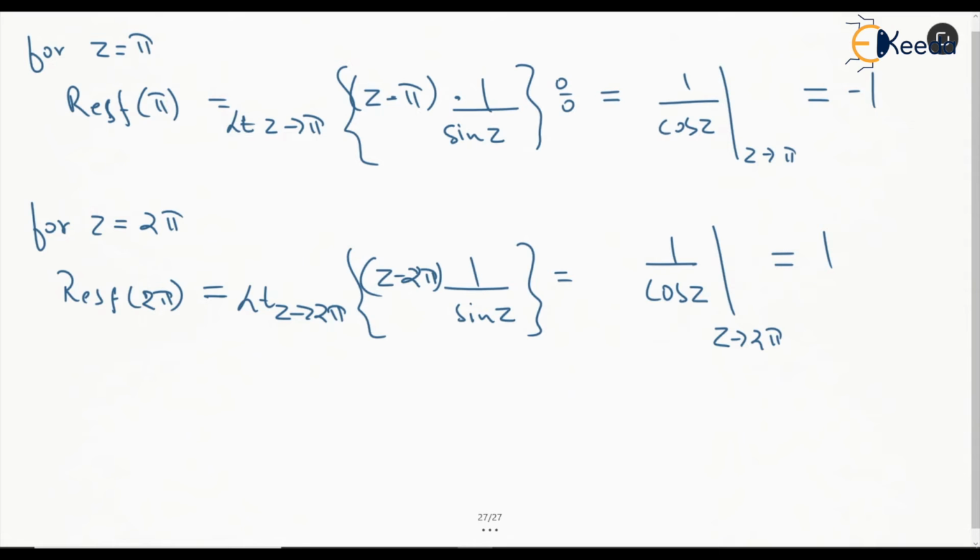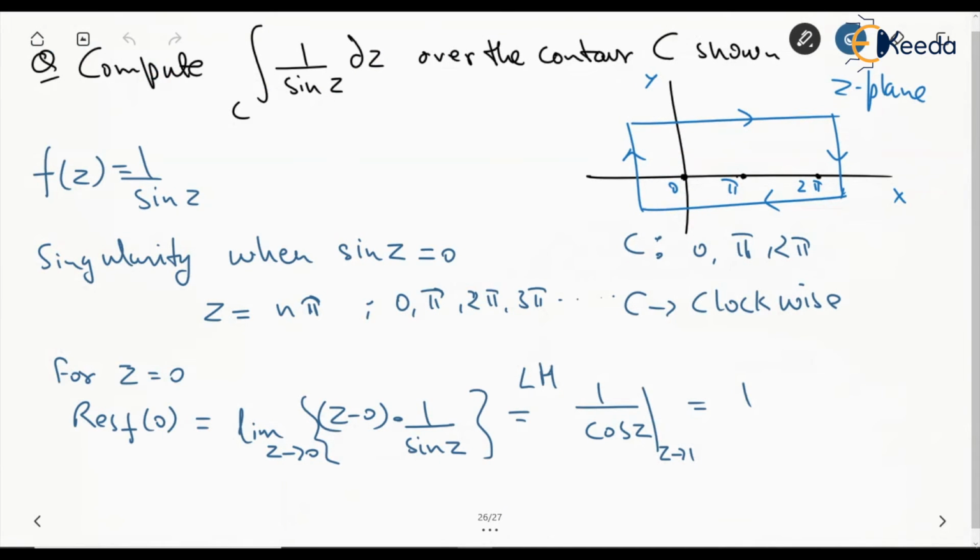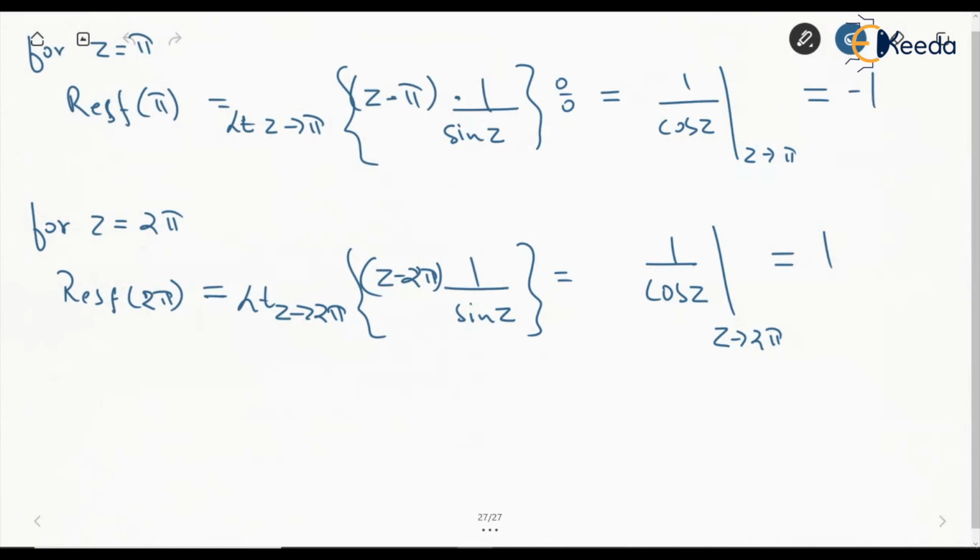Now we have seen this already, that all these singularities lie within the contour. This is the point, this is the point, and this is the point. This lies within the contour. Secondly, we saw that the path is clockwise.